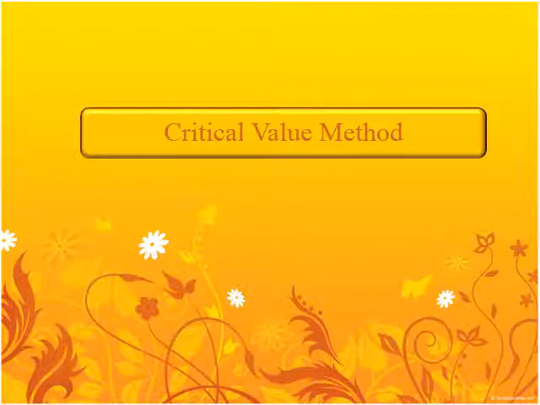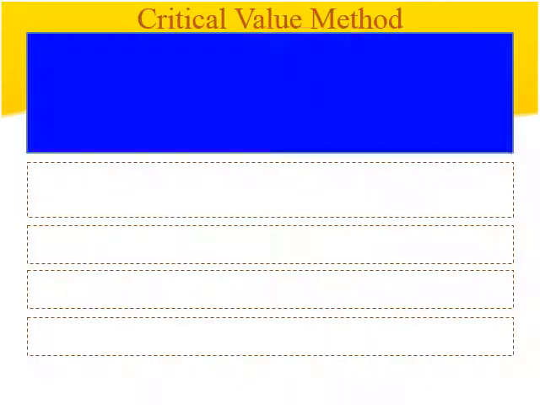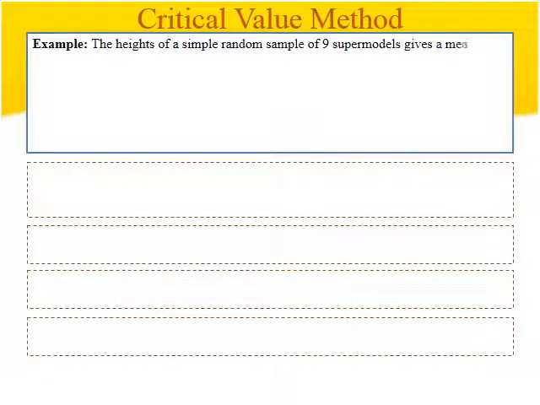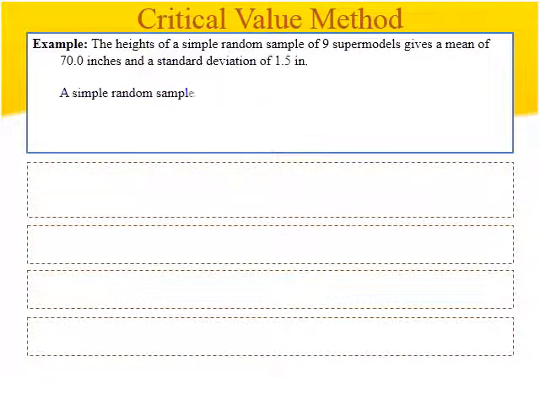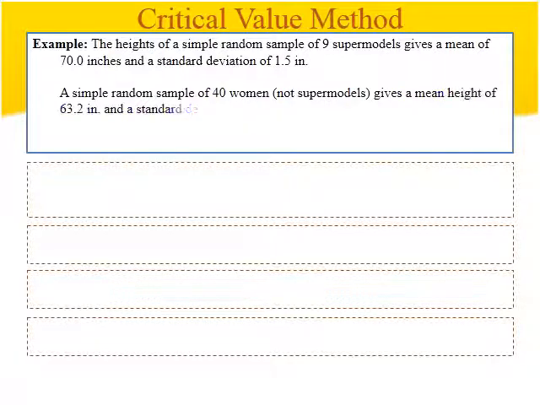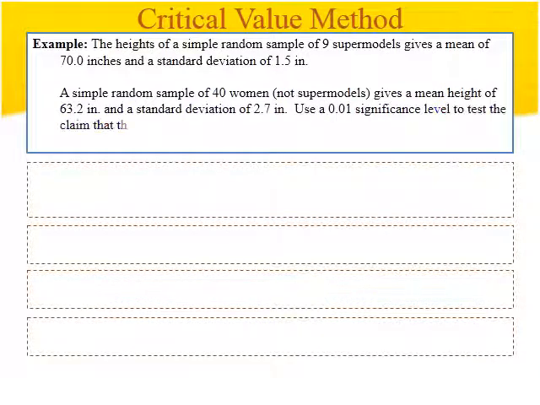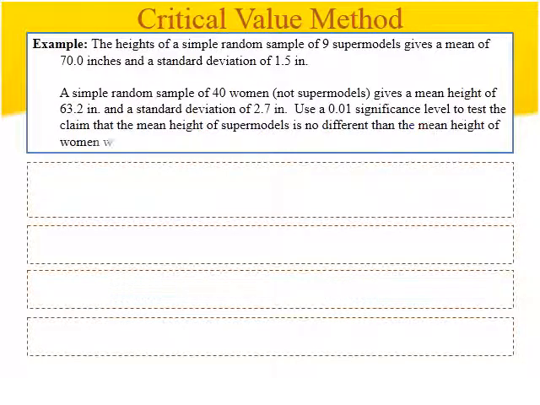So now let's look at an example where we test the claim of two means using the critical value method. The heights of a simple random sample of 9 supermodels gives a mean of 70 inches and a standard deviation of 1.5 inches. A simple random sample of 40 women who are not supermodels gives a mean height of 63.2 inches and a standard deviation of 2.7 inches. Use a 0.01 significance level to test the claim that the mean height of supermodels is no different than the mean height of women who are not supermodels.